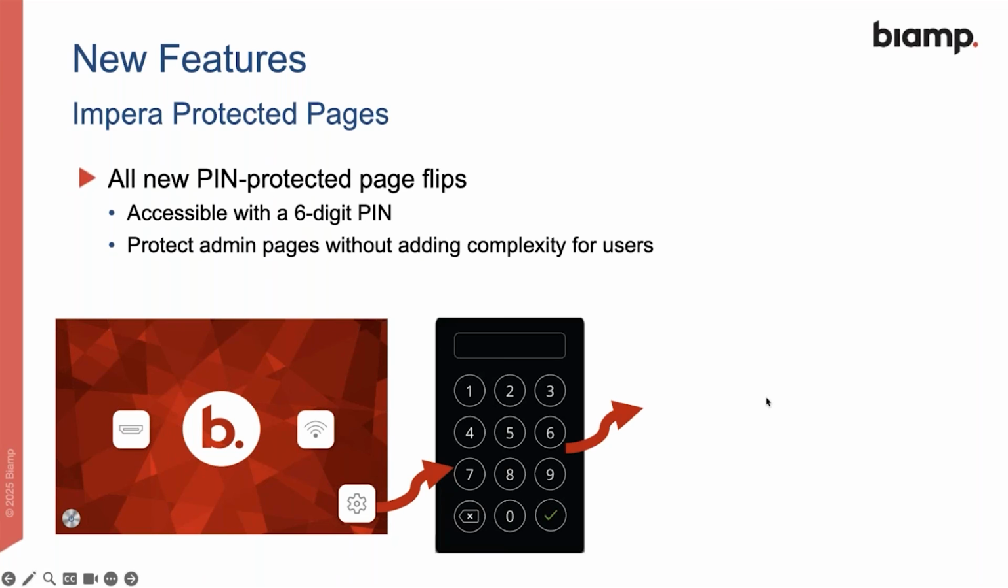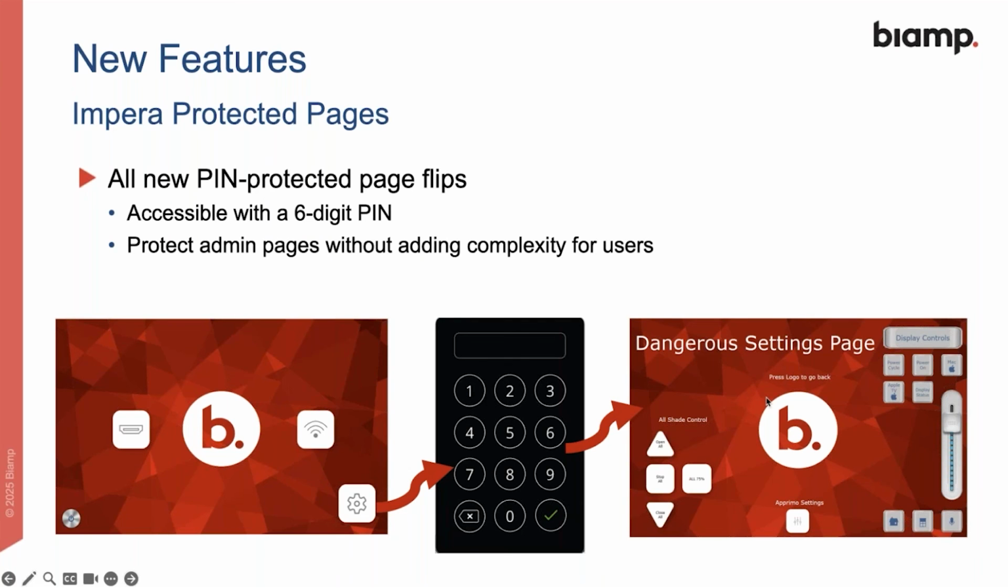Okay, this is a feature that's been requested quite often. I'm happy that we have this now. Impera protected pages. So we can pin lock certain pages, especially things like admin controls or pages meant for internal users. So the page flips can now support pin code access. Again, something that Fayaz spoke about earlier. So we used to have a workaround where you could create some pages and creatively create page flips based on the number input. That was a lot of work. So this is a native feature now. I'm happy it's there.